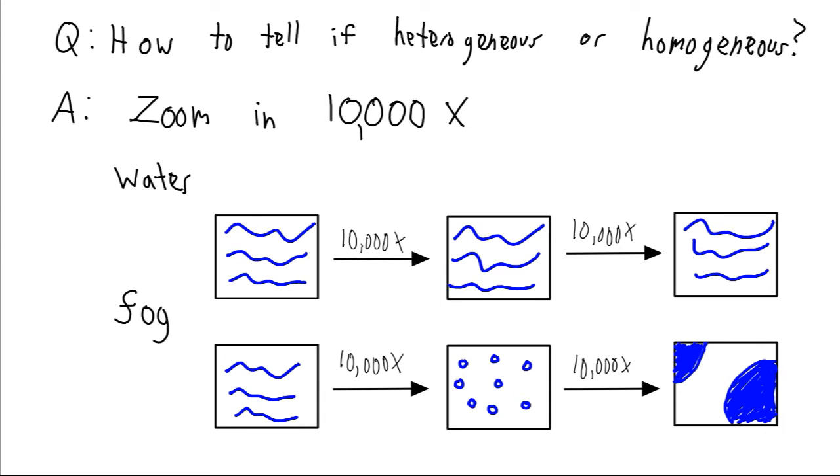Fog will be different. You zoom in 10,000 times, and now it looks like you can kind of see those little water droplets. Zoom in 10,000 times a second time, and they become very pronounced.